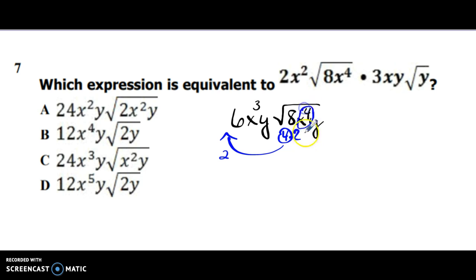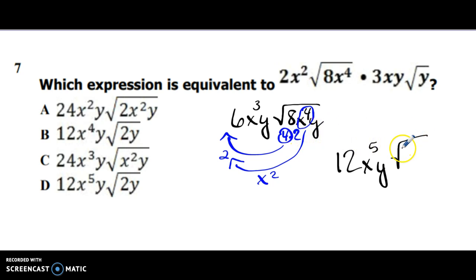We have to multiply that. X to the 4th we can bring out. 4 divided by 2 is going to give me an x squared. So when we actually multiply this out, we have 2 times 6. So that's going to give us 12. I bring out an x squared. I have an x cubed, so I'm going to add those. So that's x to the 5th. I have a y out here I didn't do anything with. I have a 2 and a y left underneath my radical sign. So this is my answer.